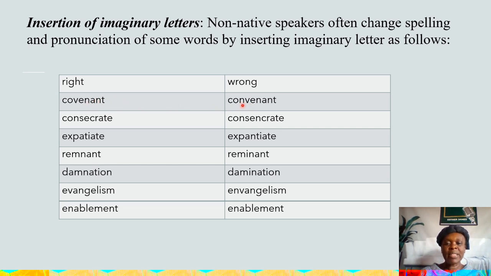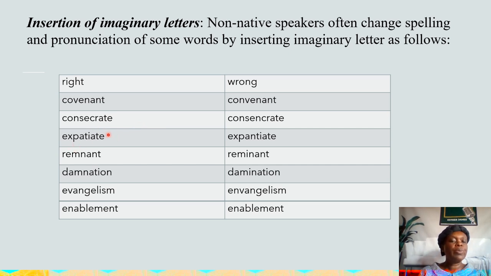The first one is covenant, not "convenant". It amazes me. Each time, people will write it down correctly as covenant, but in pronunciation they will say "convenant". The next one, they write down correctly, but they will not pronounce it consecrate; they'll put an N there and say "consencrate".